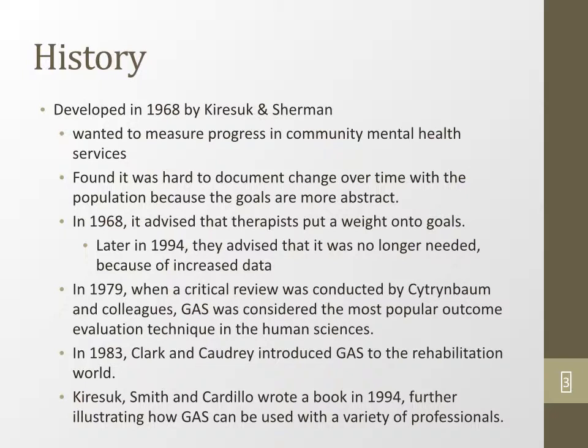In 1979, Cytrynbaum and colleagues conducted a literature review in GAS. At this time, GAS was considered the most popular outcome evaluation technique in the human sciences. It wasn't until 1983 when Clark and Caudrey introduced GAS to the rehabilitation world. Later, in 1994, the creators of GAS wrote an updated book of the method. This book further illustrates how goal attainment scaling can be used with a variety of professionals.